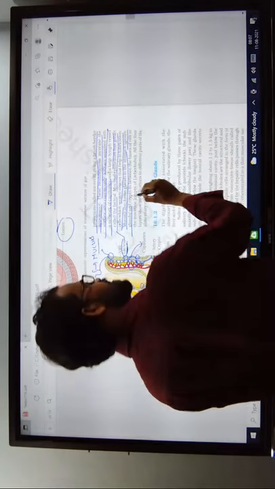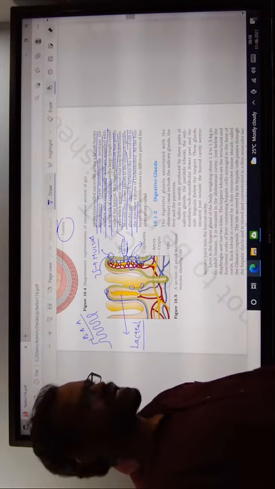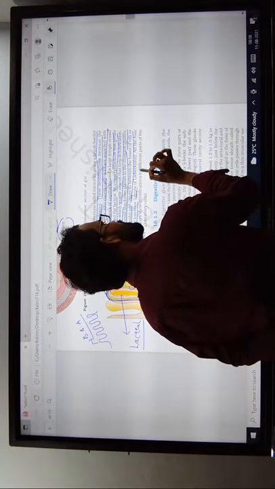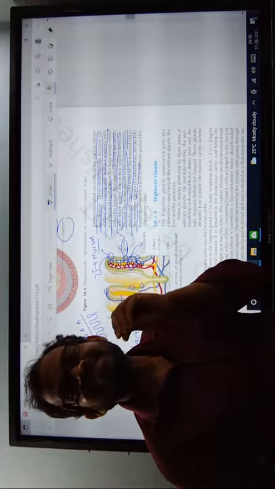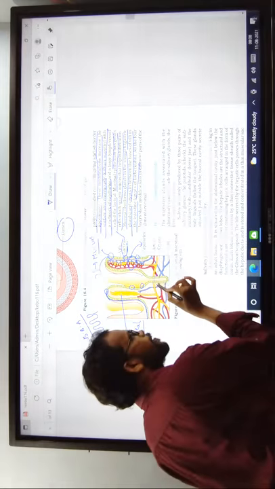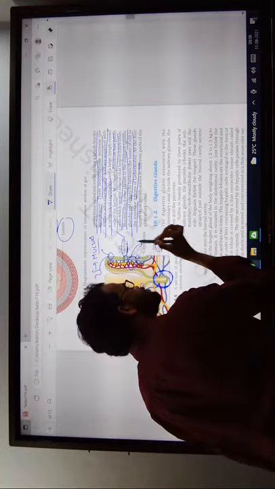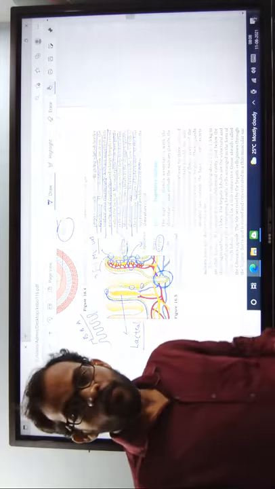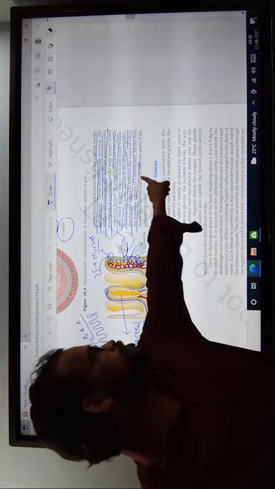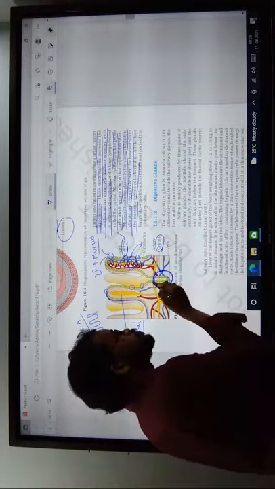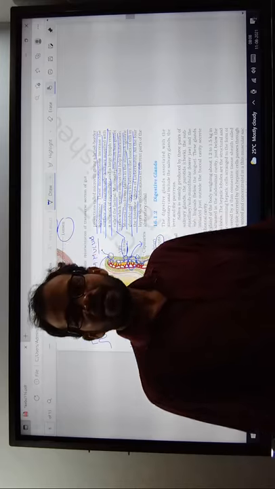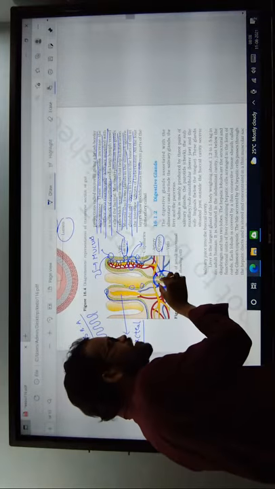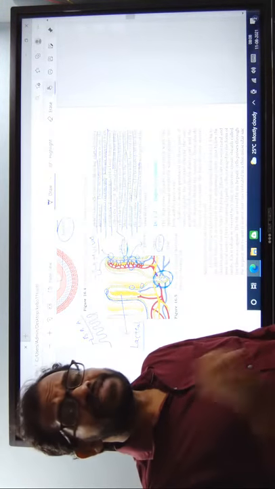Coming to the crypts between the base of the villi of the intestine. Crypts of Lieberkuhn is the name of a scientist. Crypts mean small foldings. These foldings, the crypts of Lieberkuhn, secrete intestinal juices. Crypts means small folds, and Lieberkuhn is the name of the scientist.